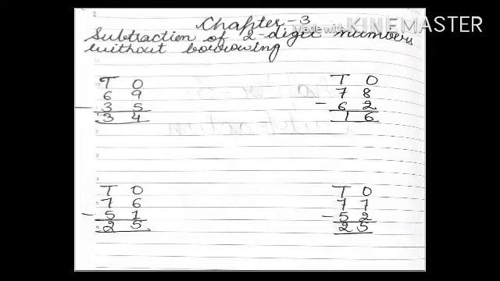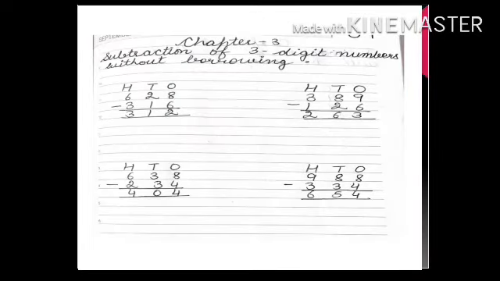Move to the next page again. Write chapter 3 on first line and heading on next line. Leave 2 lines. Write the statements properly and look at ones place digit in our first sum. 8 minus 6 is equal to 2. Tens place digits 2 minus 1 is equal to 1. Hundreds place digit 6 minus 3 is equal to 3. Our answer is 312. In the same way, you will do rest 3 sums.